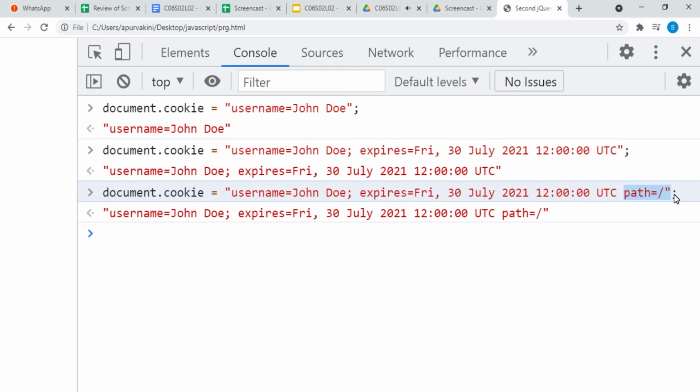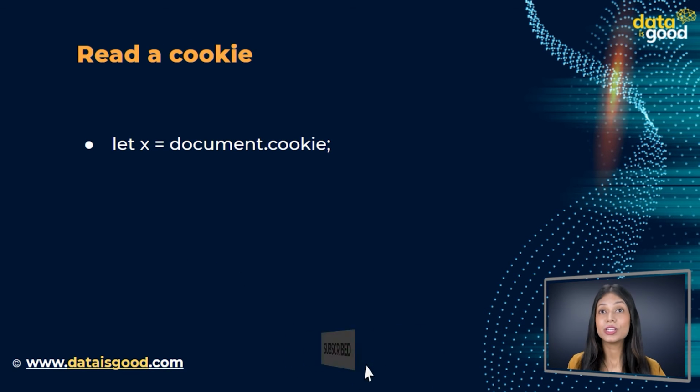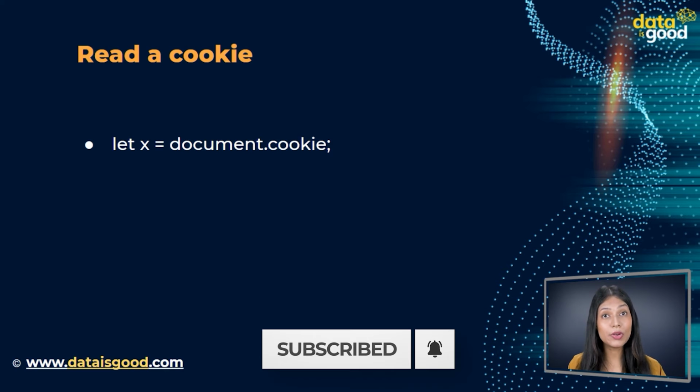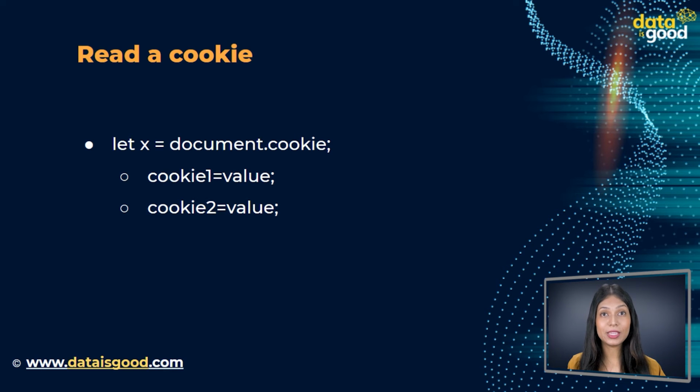Let us see how we can read the cookie. So we can read a cookie like this: let x = document.cookie. Document.cookie will return all the cookies in one string, much like cookie1 = value, cookie2 = value, cookie3 = value.